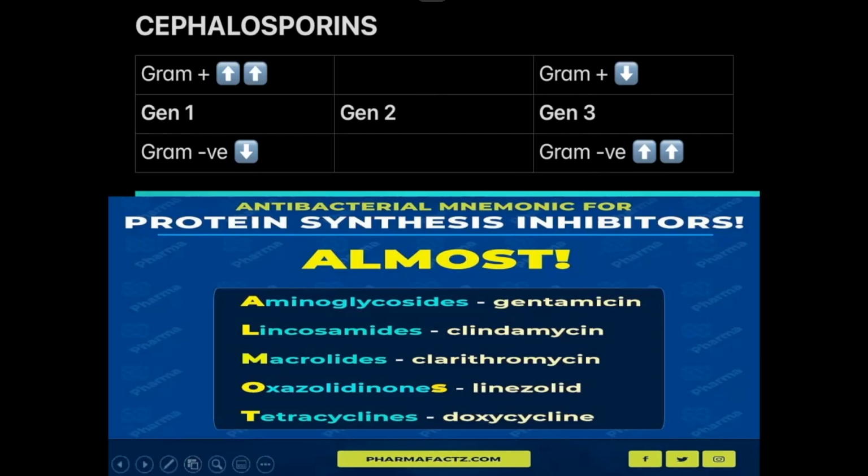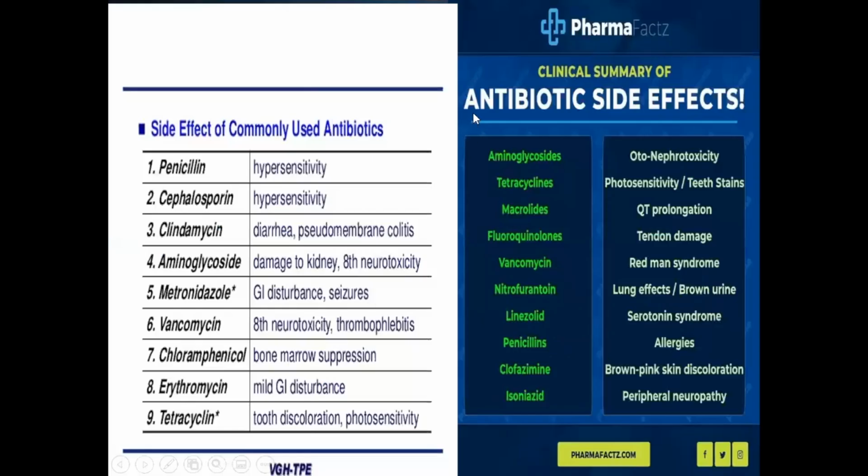Then a few other mnemonics. This is just for you all, if you're a person who remembers mnemonics you can remember, or just for your reference. Protein synthesis inhibitors, there are a few things. Okay. Then common side effects, antibiotic side effects. A few of them you must know.